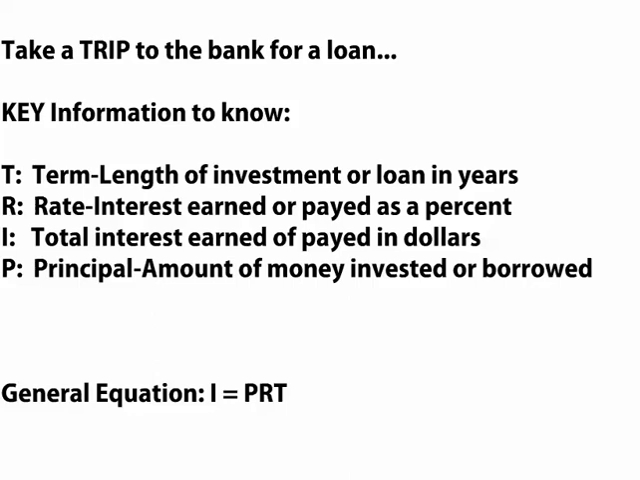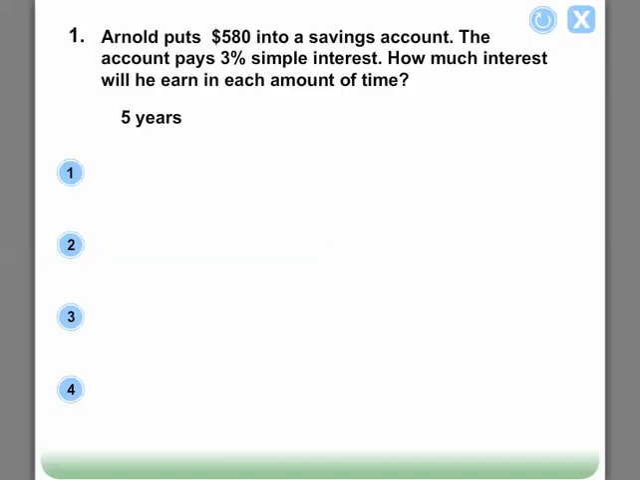R stands for rate, which is the interest earned or paid as a percent. It's always going to be a percent that's changed into a decimal. I stands for the total interest earned or paid in dollars. And P is the principal, which is the amount of money invested or borrowed. So the equation again is I equals P times R times T. Using that, we're going to look at this example.